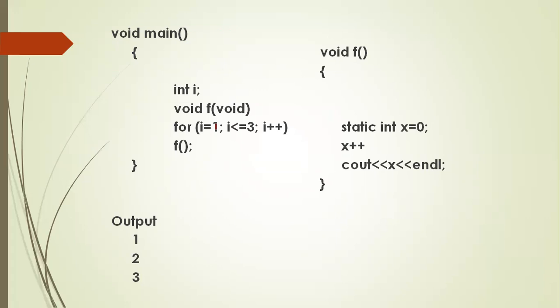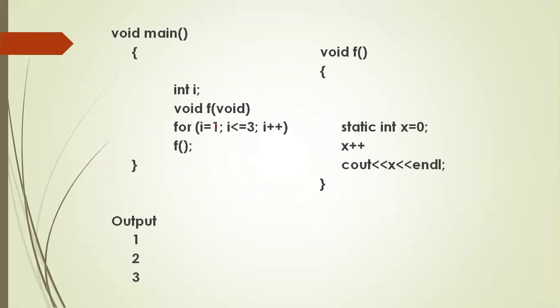If you don't use the word static in the line static int x equal to 0, in that case, x is considered as an automatic variable. In that case, when i equals 1, call the function f, the control goes there, int x equal to 0 means x becomes 0, x plus plus, x becomes 1, display it, 1.